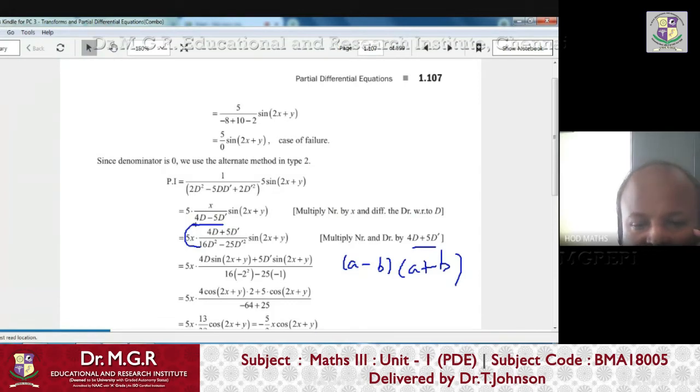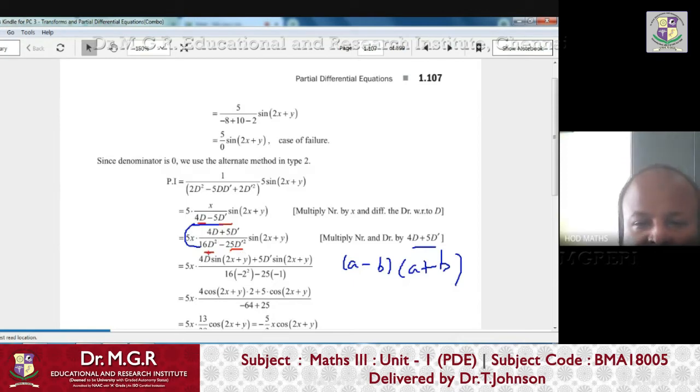So in place of a, 4D is there. In place of b, 5D dash is there. So here a square is 16D square, and here b square is 25D dash square, right? And now it is eligible to substitute.